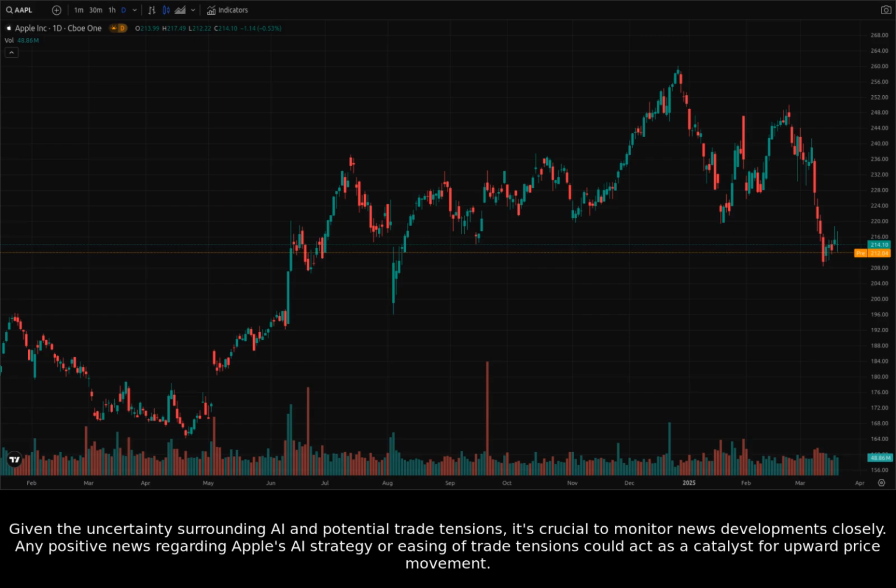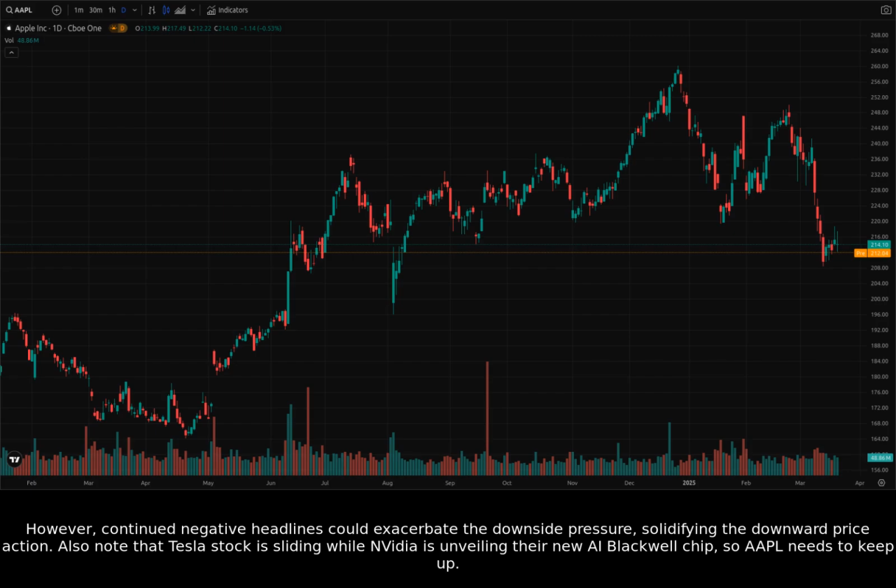Given the uncertainty surrounding AI and potential trade tensions, it's crucial to monitor news developments closely. Any positive news regarding Apple's AI strategy or easing of trade tensions could act as a catalyst for upward price movement. However, continued negative headlines could exacerbate the downside pressure, solidifying the downward price action.